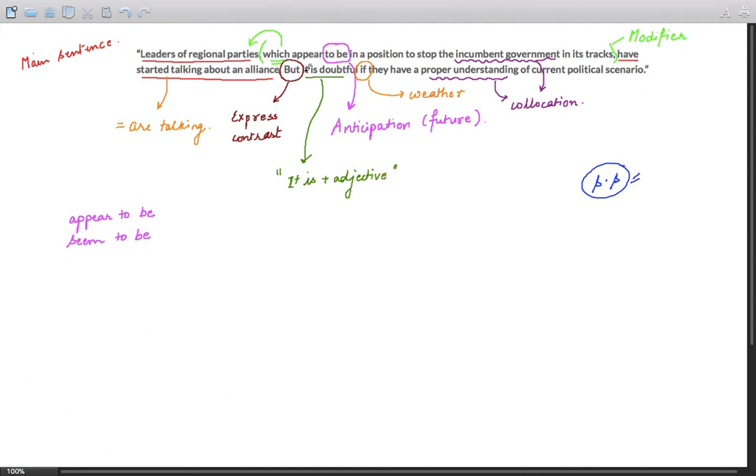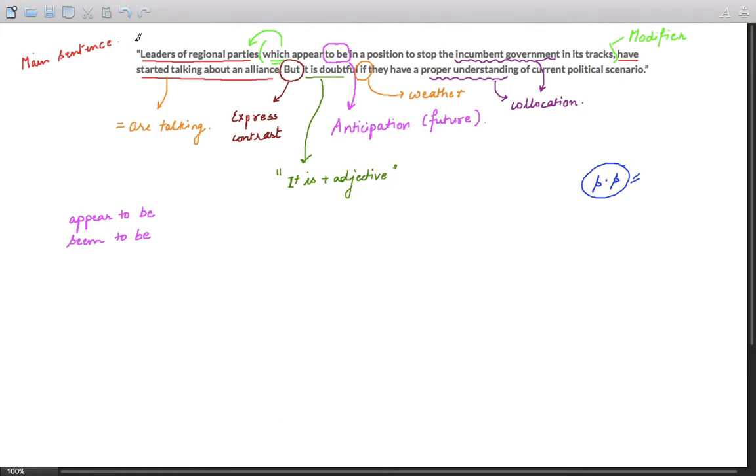These are two sentences, and we'll study the connection between them as well as some of the things that you can use while you are writing a sentence. The first sentence is: leaders of regional parties which appear to be in a position to stop the incumbent government in its tracks have started talking about an alliance.